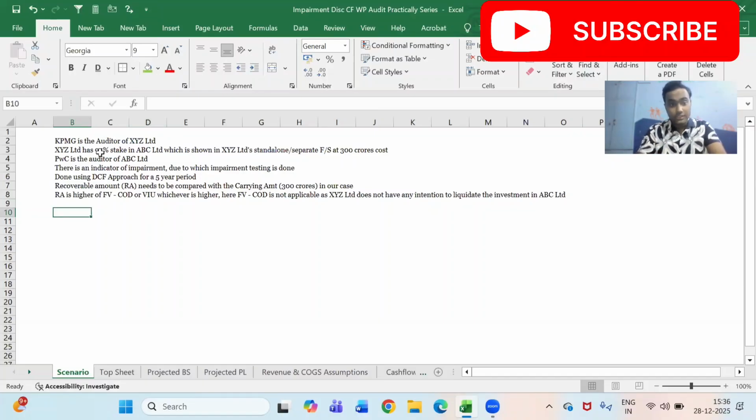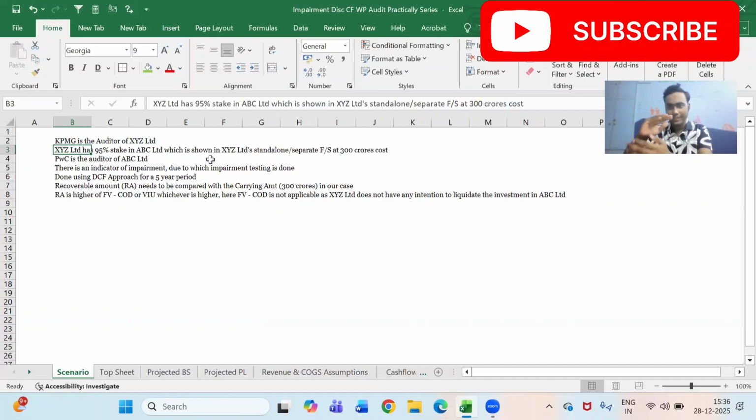So, first, let's say KPMG is the auditor of XYZ Limited. Let's say XYZ Limited has a 95% stake in ABC Limited, which is shown in XYZ Limited's standalone or separate financial statements at, let's say, 300 crores cost. So basically, XYZ Limited in its standalone or separate financial statements would show a line item as investment in ABC Limited to the extent of 300 crores. I hope that is clear. Let's say PwC is the auditor of ABC Limited.